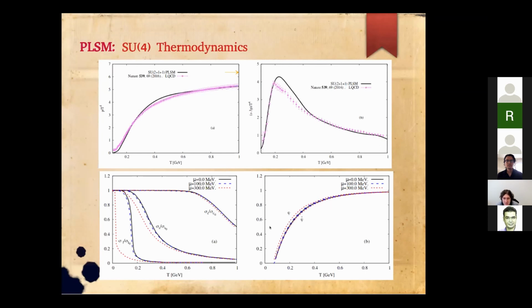Expectedly, we see here that the Polyakov variables change with the temperature, but not too much with the chemical potential, at least with the baryon chemical potential.